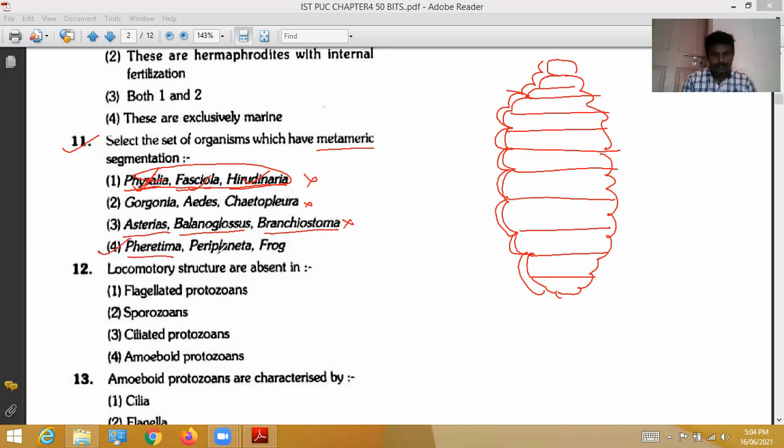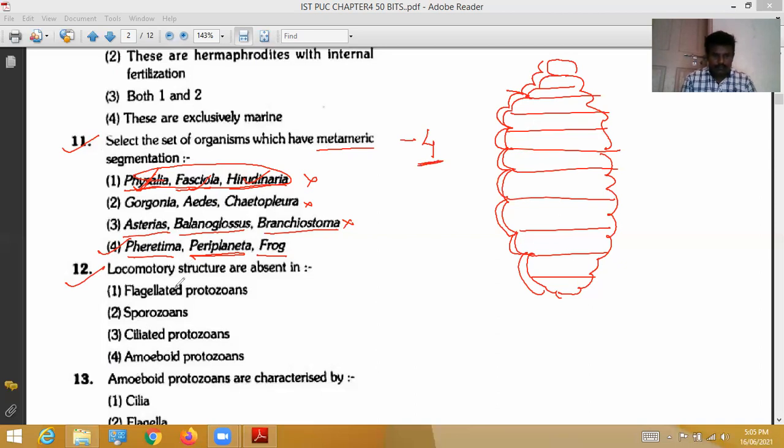Pheretima earthworm, Periplaneta americana, which is the cockroach, and frog. These will show metameric segmentation. So for the 11th question, the correct answer is the 4th option. 12th question: locomotor structures are absent in which of the following?